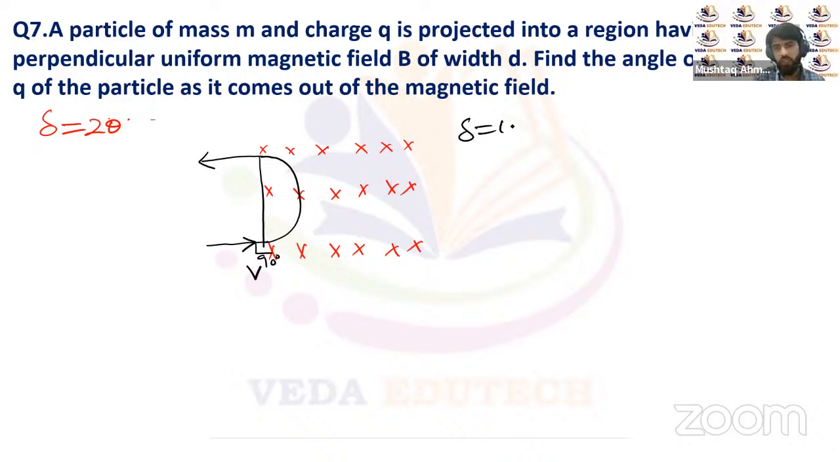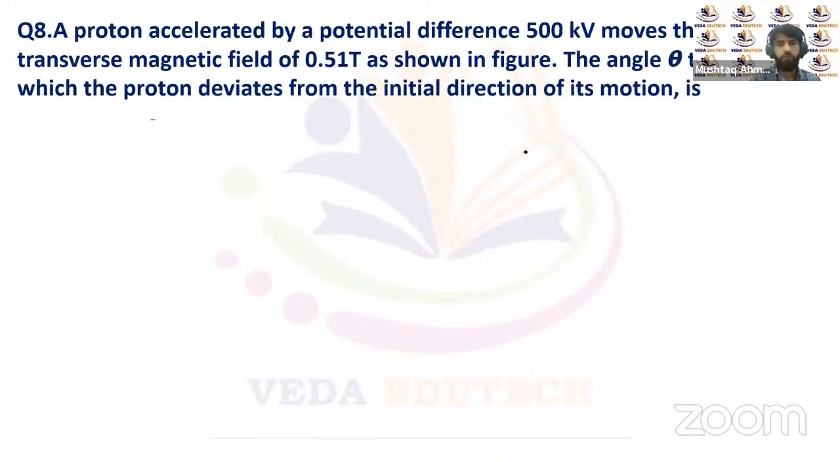So the deviation here will be nothing. That will be equal to 180 degrees, right? So the deviation depends upon the angle at which the charged particle enters the magnetic field, right? Twice that angle will be the net deviation for the charged particle, right? Now let's move on to question number 8.